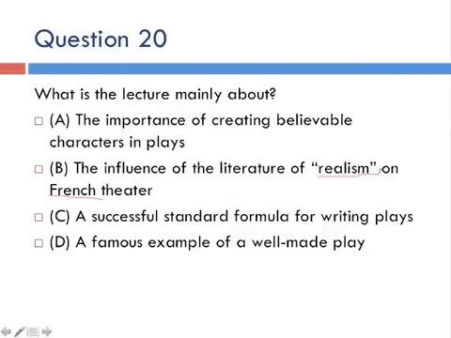B, of course, also gets some of the information wrong because it doesn't mention anything about the actual literature of realism. It just talks about the idea of realism in the theater. So in this case, we can easily eliminate B.